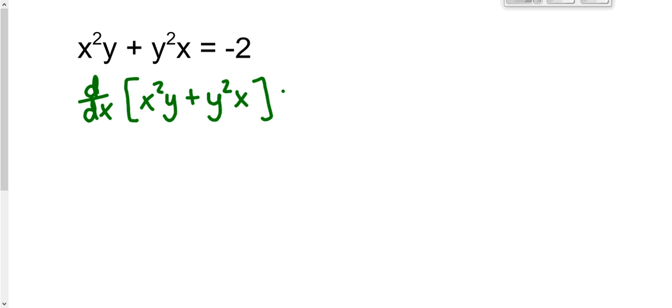So we need to take the derivative of x squared times y plus y squared times x equals negative 2. On both sides, we're going to take the derivative of x squared y plus y squared x equals, and we're taking the derivative of the other side as well, negative 2. This step is not necessary, but if you're forgetting to put dy/dx in there, or if you're forgetting to take derivatives of constants on the other side, it is important.